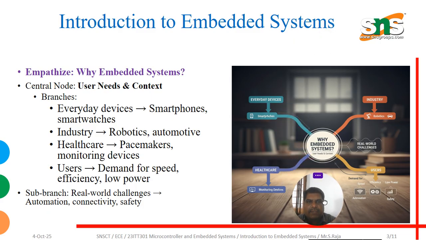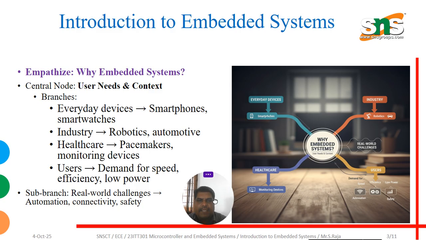This figure shows how the introduction to embedded systems is defined or discussed based on the design thinking phases. In design thinking we have 5 phases: empathize, define, ideate, prototype and testing. I will discuss each one by one in accordance with the introduction to embedded systems.